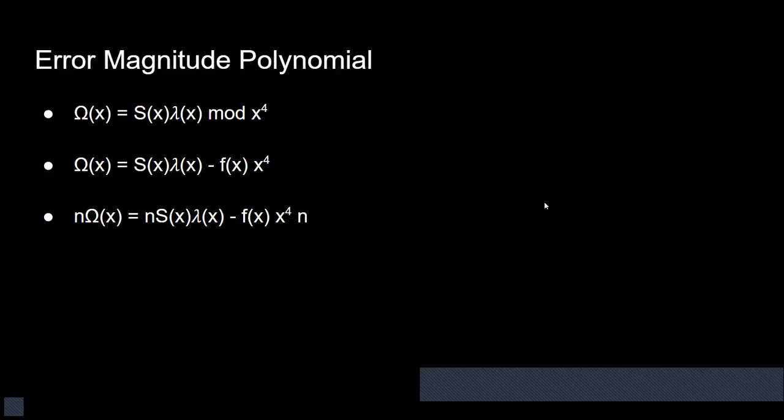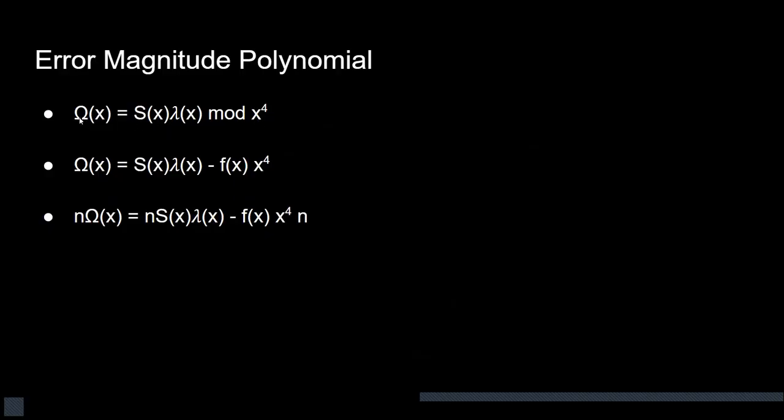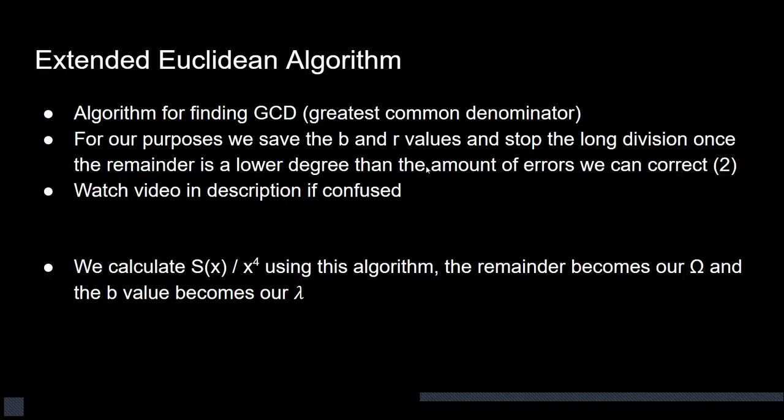The error magnitude polynomial is denoted by omega, and we can first rewrite this as syndrome times locator minus a function f of x times x to the fourth. And we need to multiply this by n on either side, where n will be the constant factor from the locator polynomial.